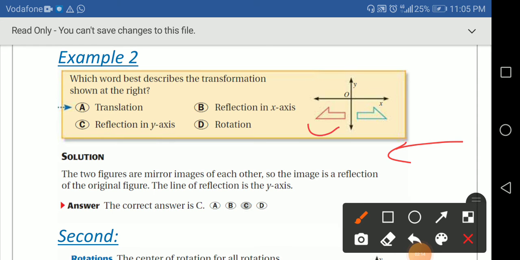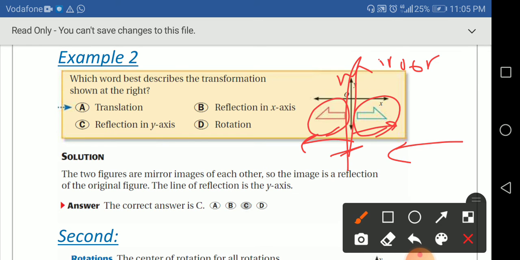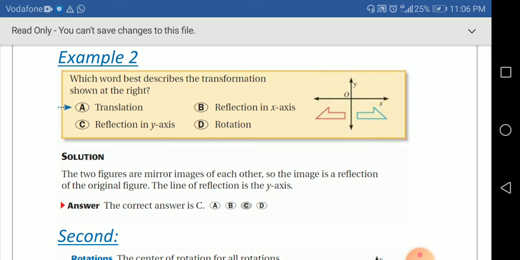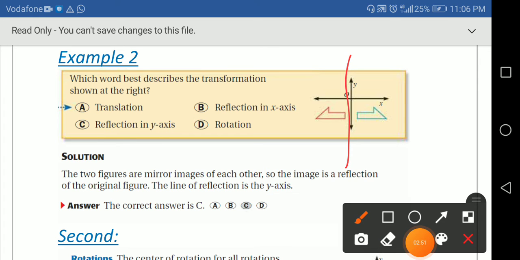We have another example to see what kind of transformation we got. So what do you think, guys? We have this red figure and the blue figure. As you see, it is as if I'm having a mirror, so you can see yourself on the opposite side. We are flipping here, which means this is a reflection. Is it between the y-axis or the x-axis? No, this is between the y-axis. So the line of reflection is the y-axis. As you see, this is the line of reflection.